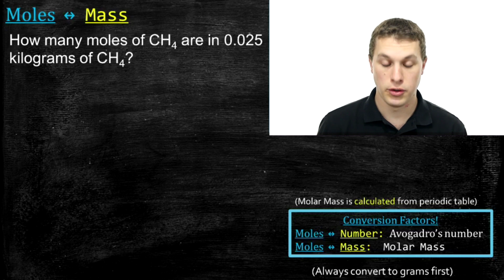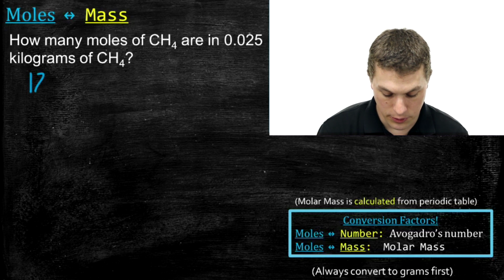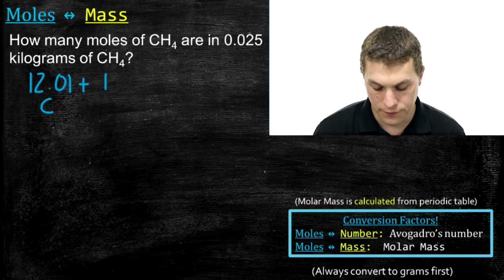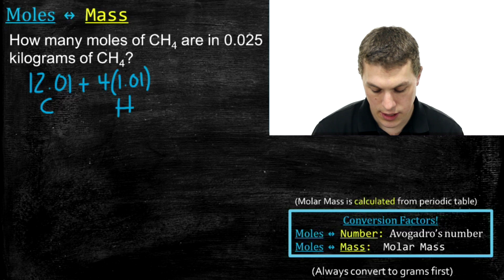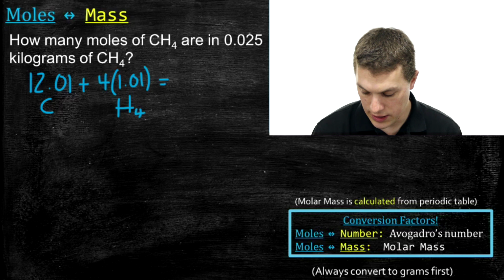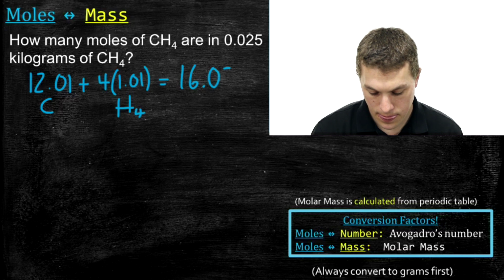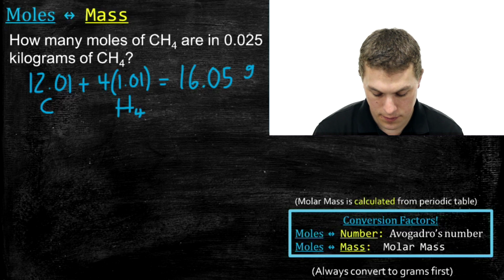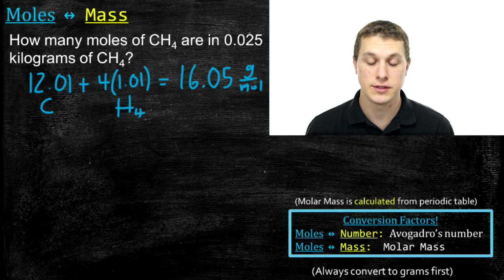All right, so calculating the molar mass of CH4, we just look up the molar mass of carbon on the periodic table, which is 12.01. That's for carbon. And then we're going to add that to 4 times our molar mass of hydrogen, which is 1.01. So this is for hydrogen, and we have 4 of those. And when we add those together, we'll get out a molar mass of 16.05 grams per mole.